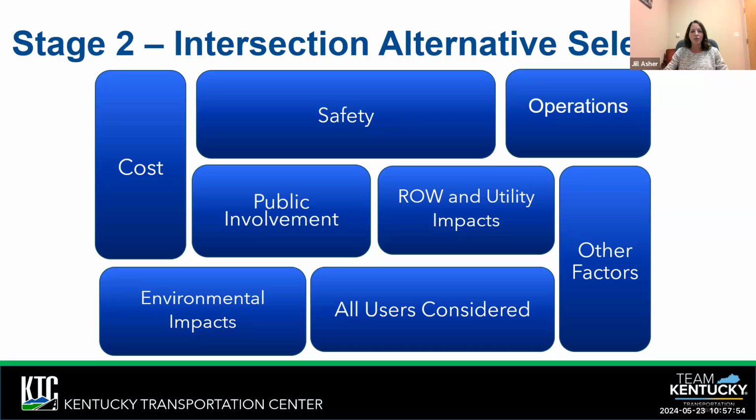So we're going to take those alternates that we screened through in stage 1 and look at those in more detail. And so you're going to look at, again, the cost, the safety, operations. By this time, you probably had your public involvement. You maybe had a public meeting, or you met with an official or stakeholders. You have a better idea of what your right-of-way and utility impacts are, and your environmental impacts, and then also how you're going to accommodate your users.